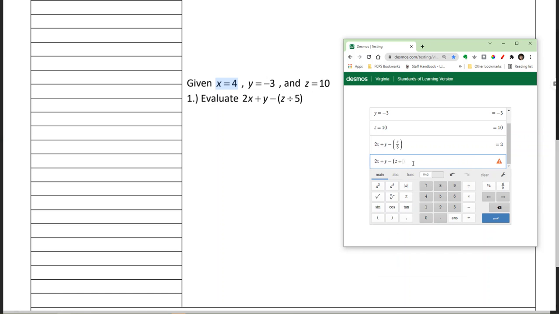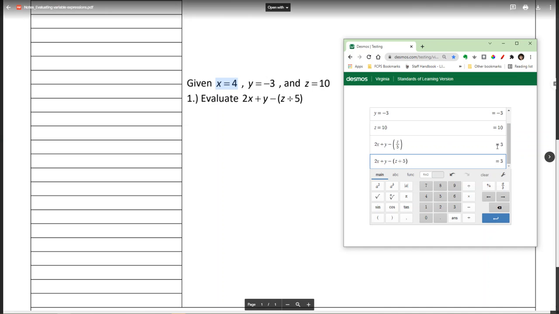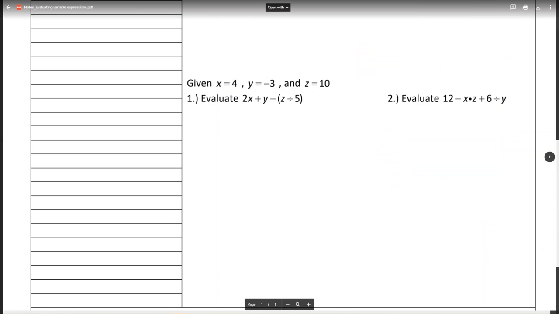You'll put in 2, just delete one of them. Might also be helpful for you to copy so you can paste it over again later. Okay? So z divided by 5, and you'll notice it's the exact same value. So we know that the answer to this problem is 3. The value is 3. Okay? All right. Let's try the last one.